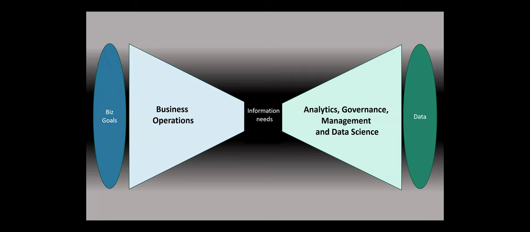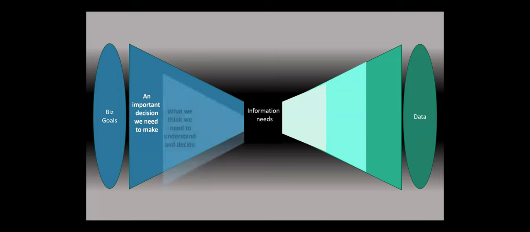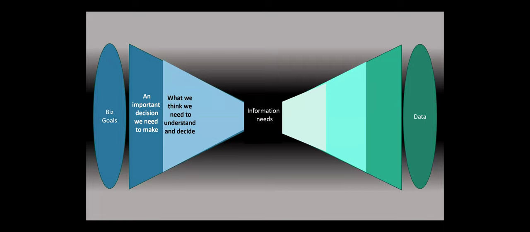And what happens is that when we have an information need at this juncture between business operations and the management and curation of data, we are far apart from the origins of the goals and the origins of the data. So, for example, let's say the leadership team decides there's an important decision they need to make. And as they think about it, they realize that they need some data, and they need something to help them understand the issue and make a decision. And because they are not close to the data, they attempt the best they can to define what they need to know.